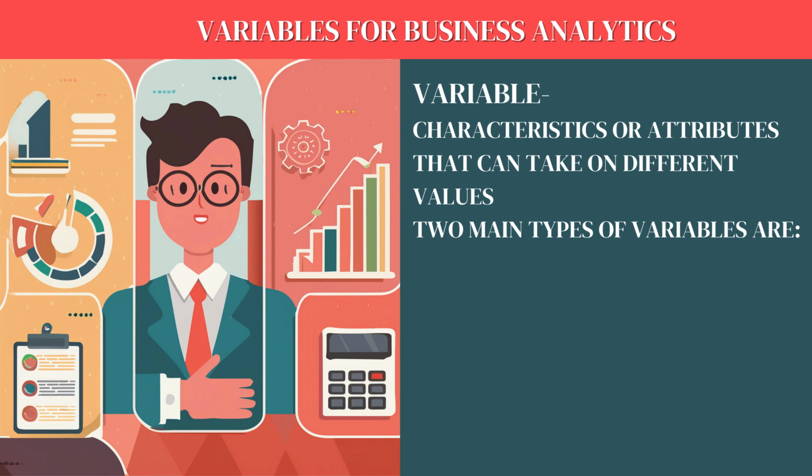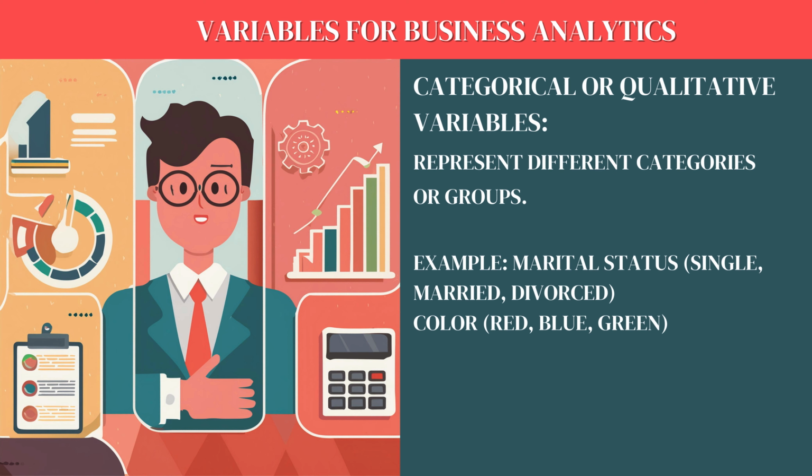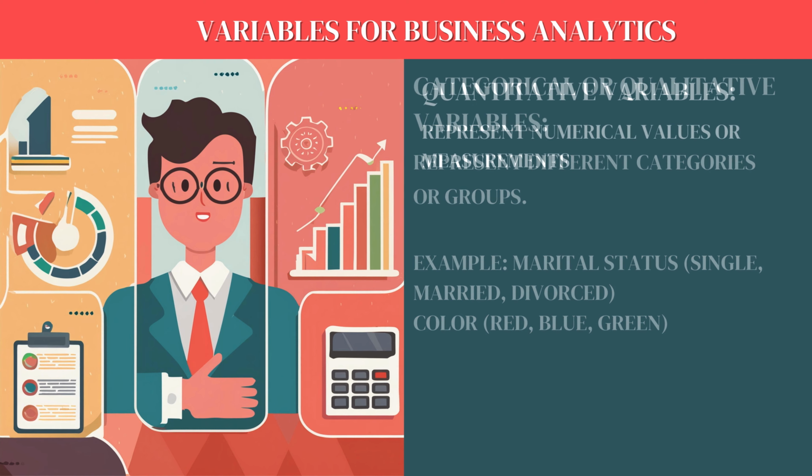Let's talk about variables for business analytics in easy terms. Variables are characteristics or attributes that can take on different values. There are two main types of variables. Categorical or qualitative variables. These variables represent different categories or groups. For example, gender, marital status, that is single, married, divorced, or product color like red, blue, green.